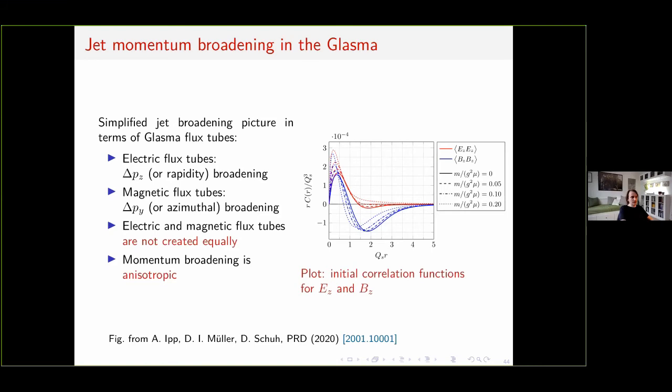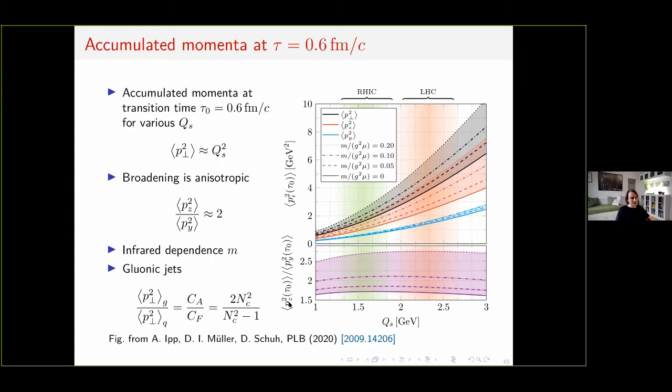So to make some connections to phenomenology, we computed the momenta at tau 0.6 Fermi over C, so roughly where the jet simulation starts. What we see is that the overall momentum is roughly QS that the quark accumulates. But it's anisotropic, so the factor between Z and Y broadening is roughly 2. What we also see is that there's some dependence on the infrared regulator, which is interesting because that usually shouldn't be the case, but here we really see it. It has to do with these initial correlation functions that depend on the infrared regulator. Of course, you can do the same thing for gluonic jets if you just do this Casimir scaling.